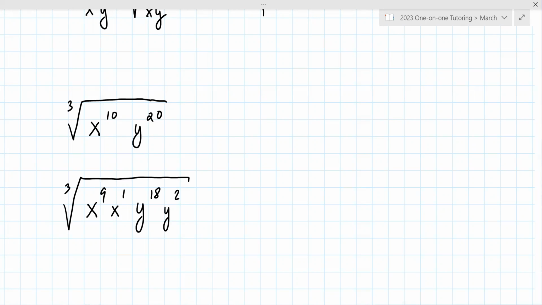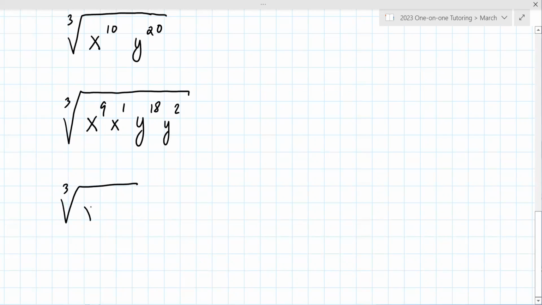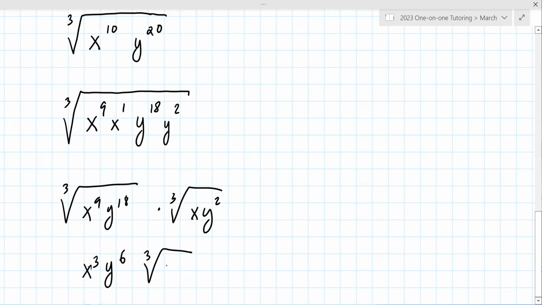It becomes the cube root of x to the 9th, y to the 18th, times the cube root of xy squared. Notice the exponents don't have to be the same here, but on the left you multiply the exponents by a third, or divide by 3. So this is x cubed y to the 6th times the cube root of xy squared. It's the same idea: you have to get the exponent down to a multiple of 3.